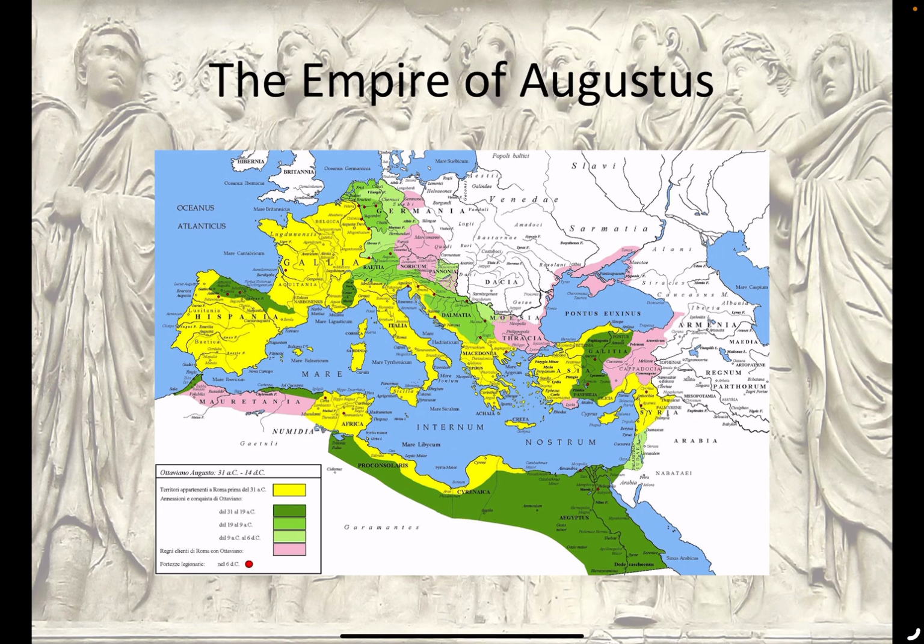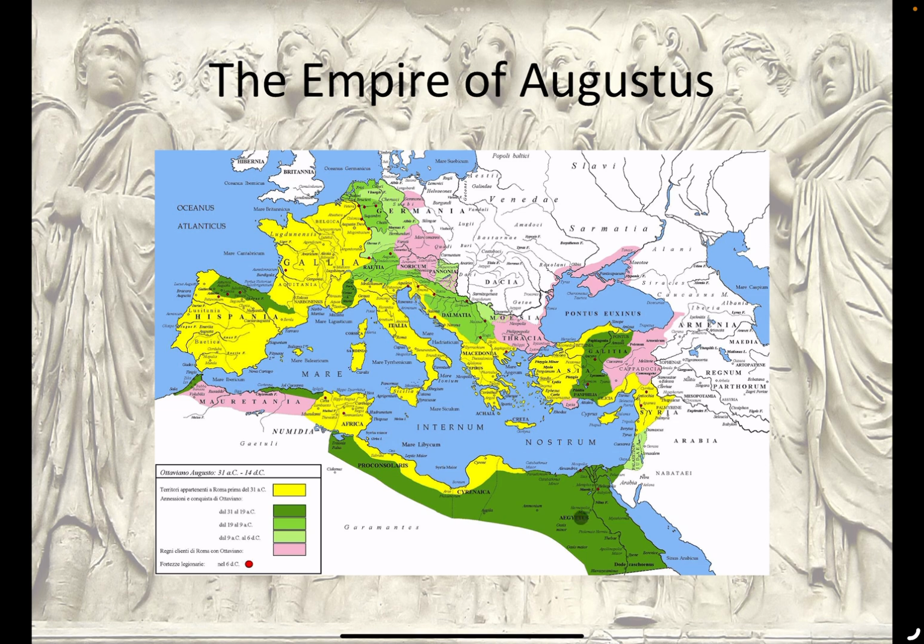Some of these places were client kingdoms, like Judea, for instance, was already kind of a client kingdom. Egypt was independent politically, but dependent on Rome in other ways, right? And same with some of the territory in North Africa here. But Augustus, over the course of his reign, mostly through diplomacy, occasionally through war, incorporated these other territories fully into the Roman Republic.